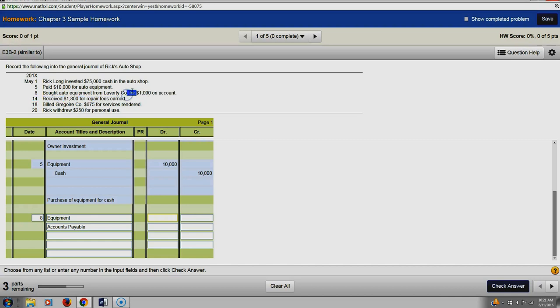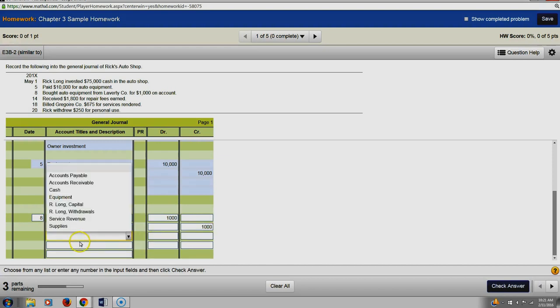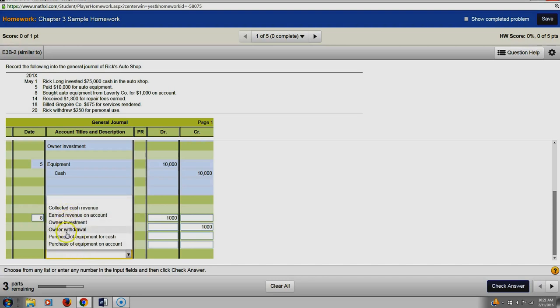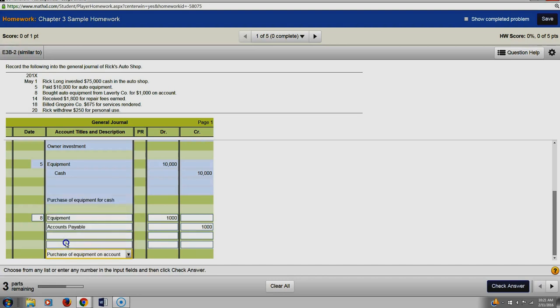So let's get into that. Just click into the field and you're going to put your $1,000 debit, and then you want to put your $1,000 credit, and then we'll look for the explanation. As I said, it looks like we're going to buy on account right here, so that's what we click. Okay, so that would be the transaction of the 8th.